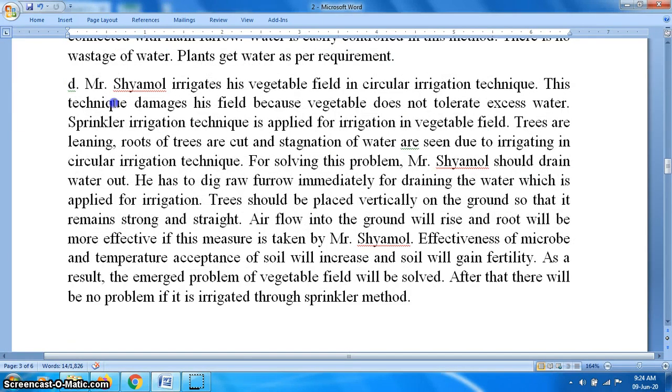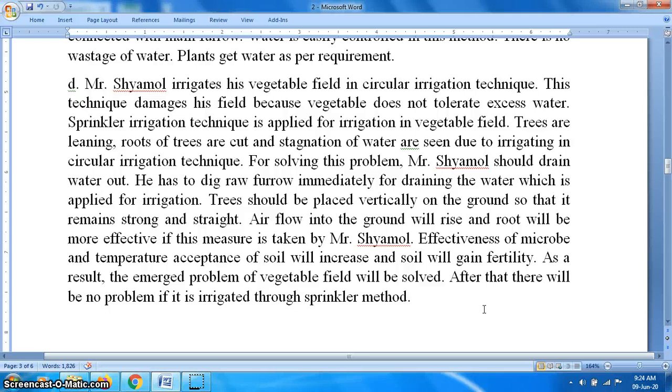The answer of this question should be: Mr. Shamol irrigates his vegetable field with the circular irrigation technique. This technique damages his field because vegetables do not tolerate excess water. A sprinkler irrigation technique is applied for irrigation in vegetable fields. Trees are leaning, roots of trees are cut, and stagnation of water is seen due to the circular irrigation technique. For solving this problem, Mr.